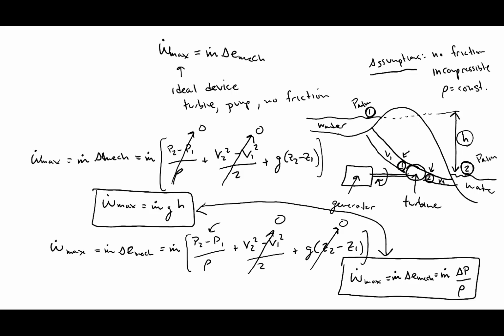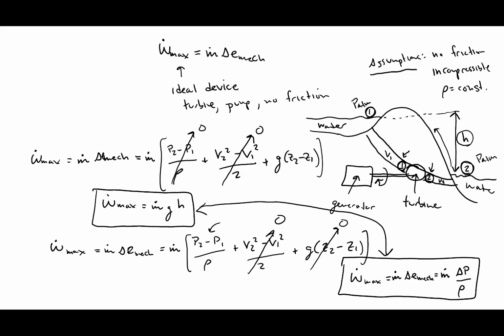And the same thing with a pump. Let's say this were opposite and we were pumping water to the top of this dam. If we're given the height that we're pumping the water, then we would want to specify our reference points at the top and bottom of the dam. But if we were given the pressure increase across the pump, then we would want to specify our reference points on either side of the pump.